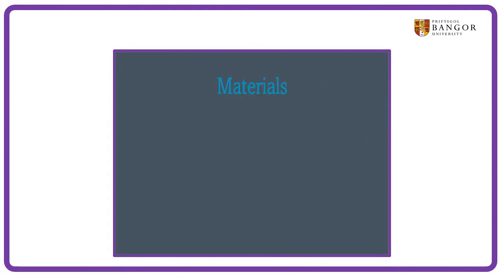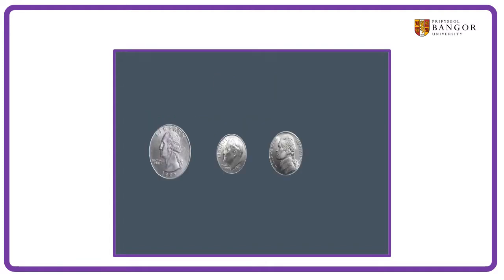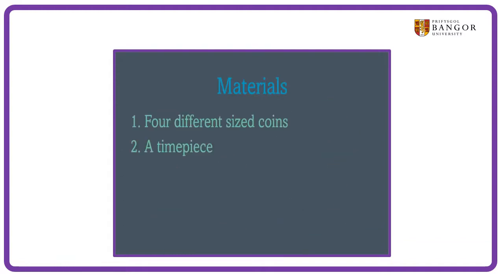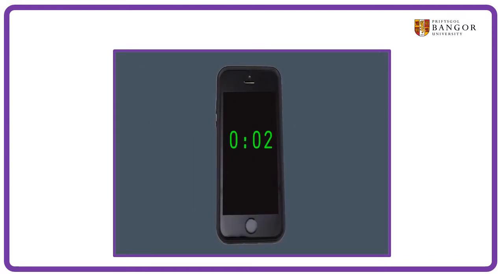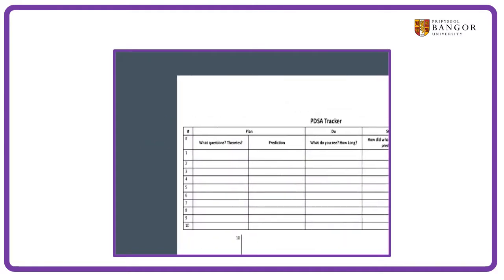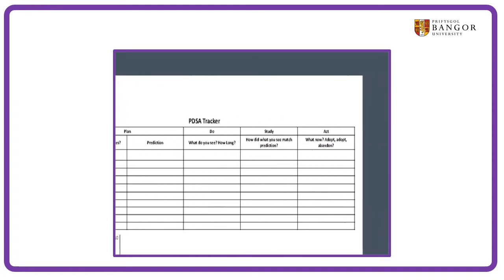The materials for this game that you'll need are 4 coins of different sizes and weights. In the US, we use a quarter, a dime, a nickel, and a penny. Use whatever works for you. You'll also need a timepiece able to capture minutes and seconds at each table. A smartphone works well for a timepiece for this game. You'll also need a timekeeper. You should also have a worksheet called a PDSA tracker with you. You'll see several questions that will prompt you to be thoughtful about the ideas you want to test.